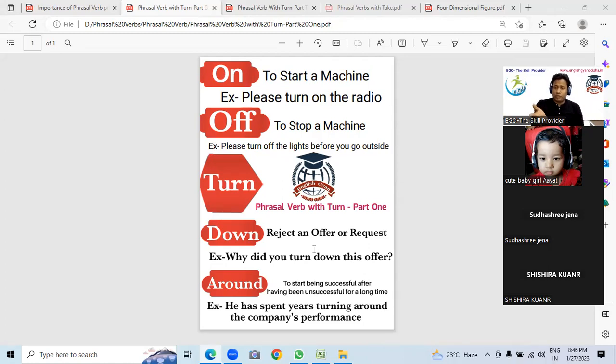Suppose you can say, if you want to go, you can take a lift on my bike. You say, no, no, sir. I can go walking. I don't have any problems. Or sometimes you reject an offer outright. What is that offer? Suppose you are getting an offer from a company to join there. Sometimes you say, no, I don't want to join. I want to join another company. So you are trying to reject an offer or request.